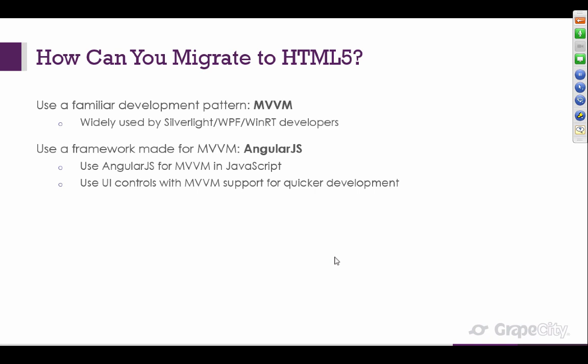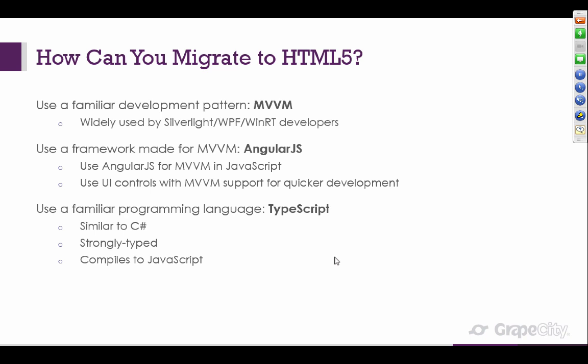And then use UI controls with MVVM support for quicker development. So Angular Bootstrap, Angular Material, and then components that we offer in Wijmo that have things like the FlexGrid and FlexChart that have declarative bindings.